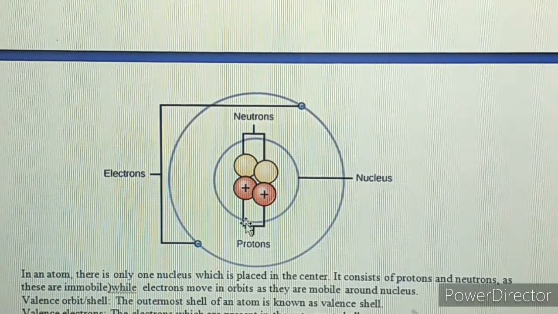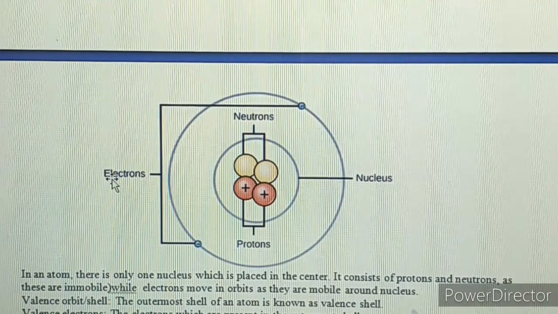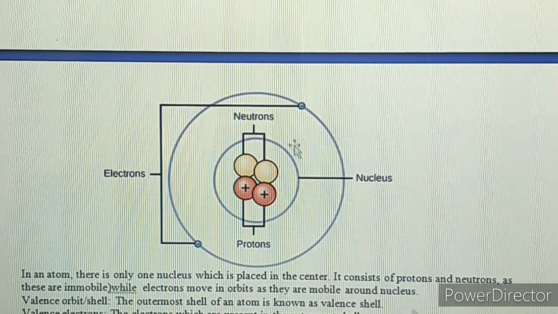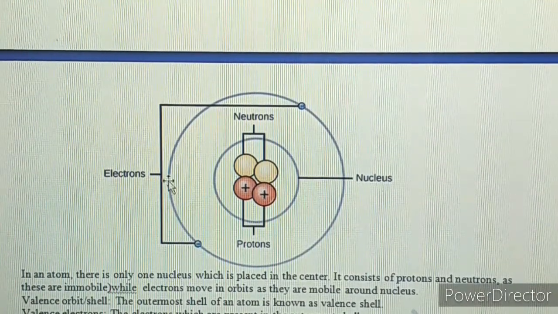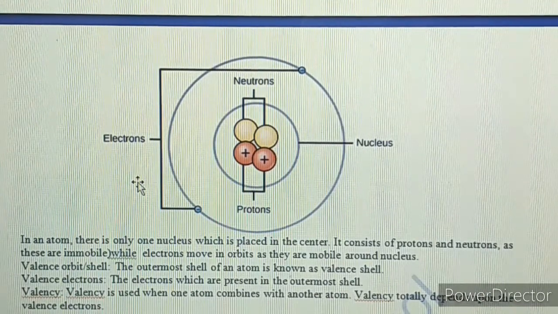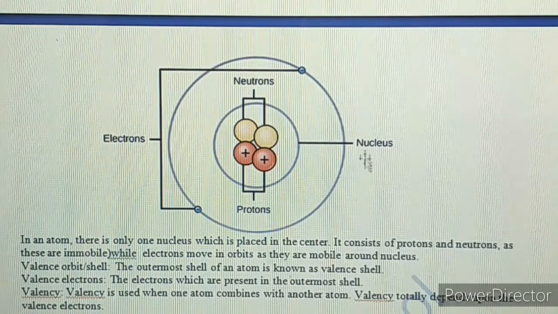An atom consists of three particles: electrons, protons, and neutrons. Out of that, neutrons and protons are present in the center, in the nucleus, because they are not able to move, while electrons are present in the orbit around the nucleus because they are movable, and electrons, we know, are negatively charged particles, they can move, so they are present in shells.